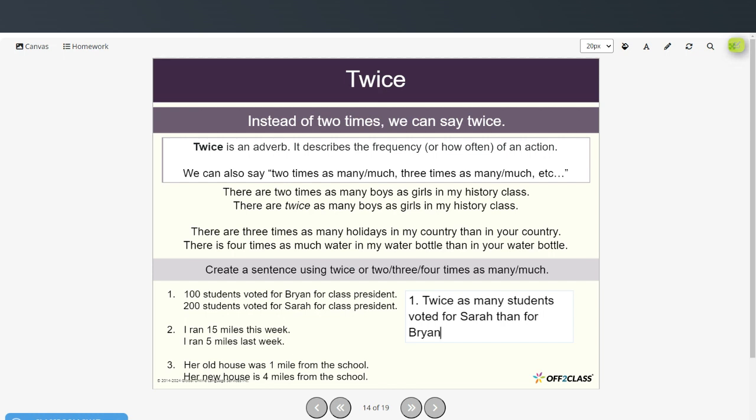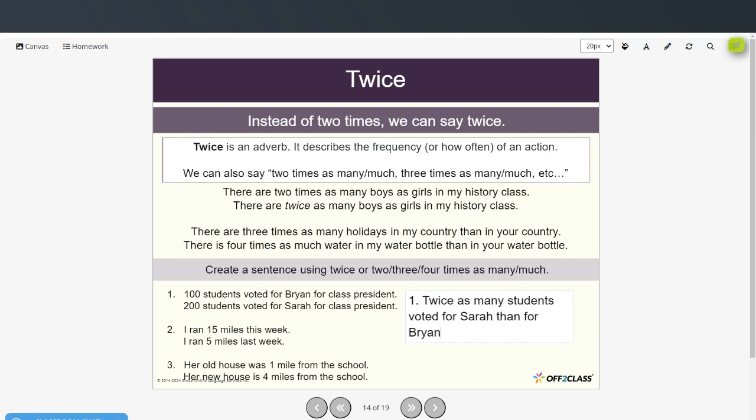I ran 15 miles this week. I ran 5 miles last week. So here I ran 3 times as many miles this week than last week.